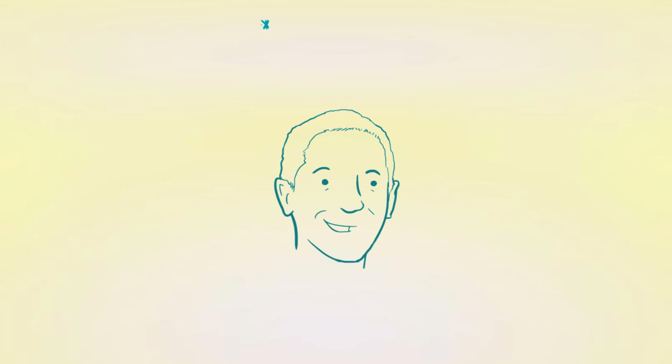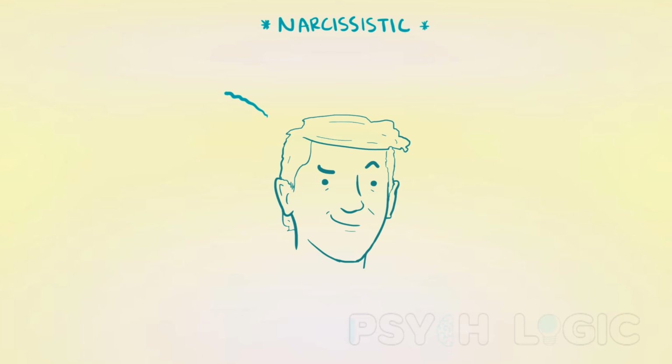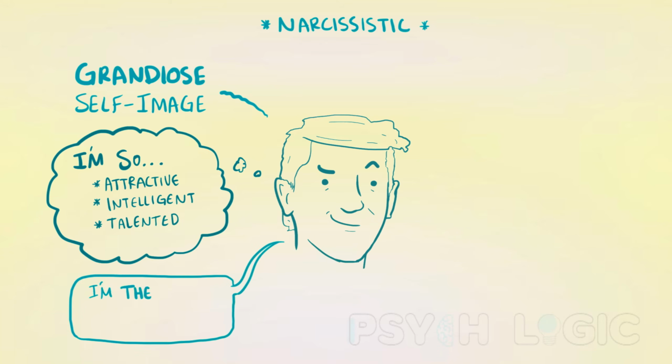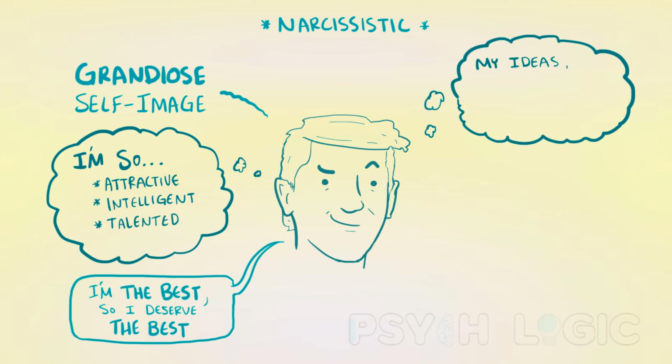Alright, so the last one in this group is Narcissistic Personality Disorder, which is characterized by individuals who have a grandiose self-image where they think they're more attractive, more intelligent, and more talented than they are. Since they believe they're so special, they expect to be treated as such, obsessively demanding the best of everything. Wine, steaks, you name it. They also think their ideas are inherently the best and that other people should understand this and support them.